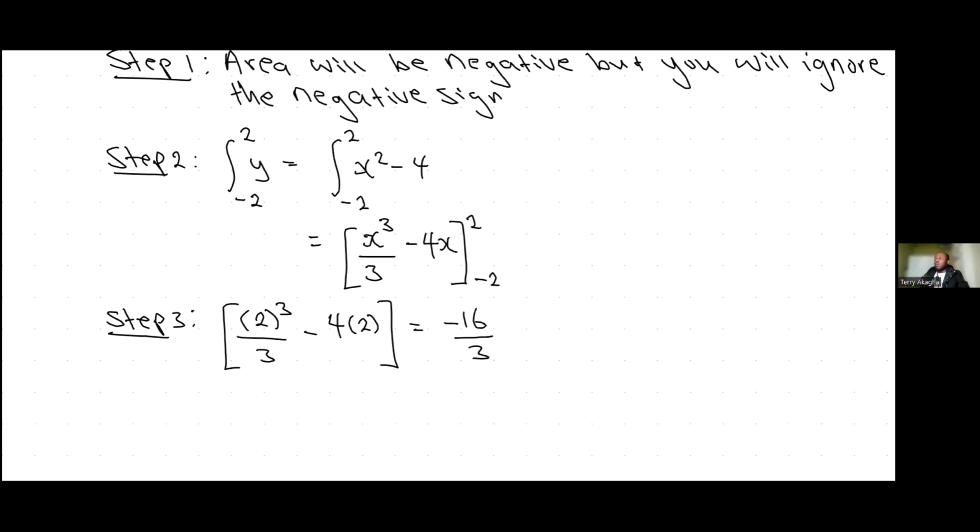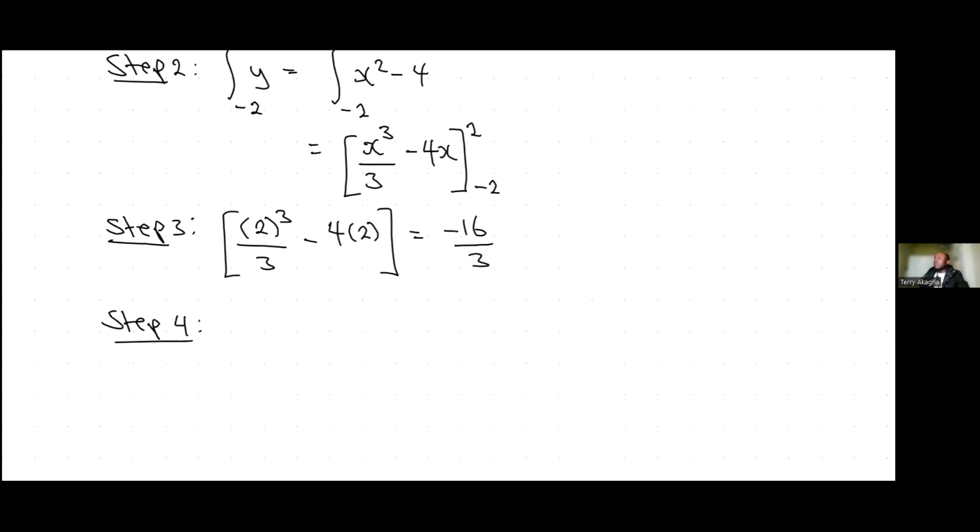Then step 4. Okay? Step 4, we now substitute the lower limit. The lower limit is minus 2. So it's going to be minus 2 cubed divided by 3 minus 4 into bracket minus 2. And when you do that, it should give you 16 over what? Over 3. Are you seeing it?